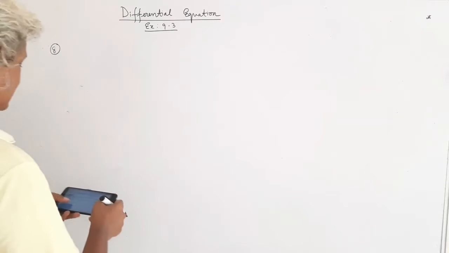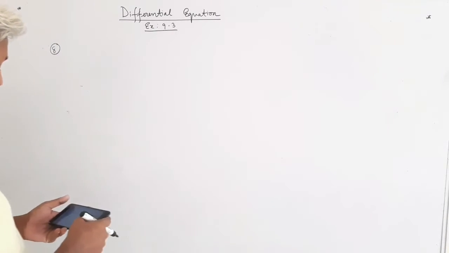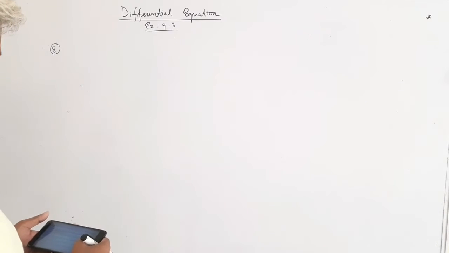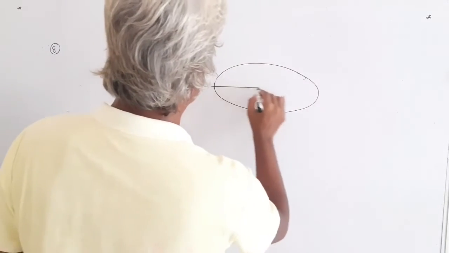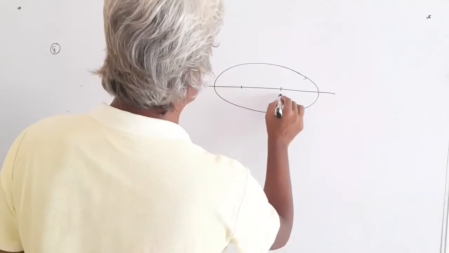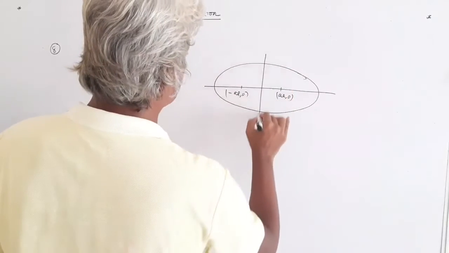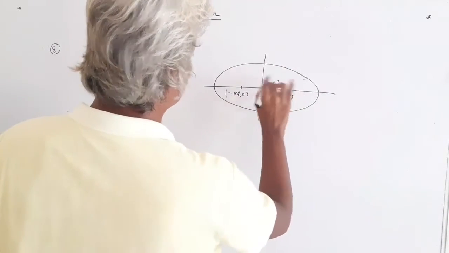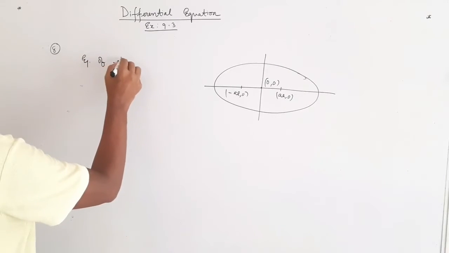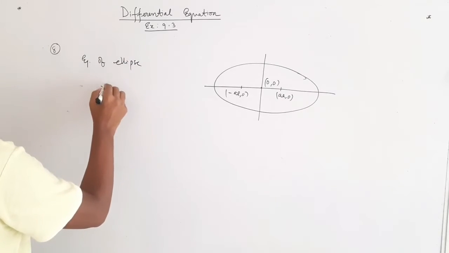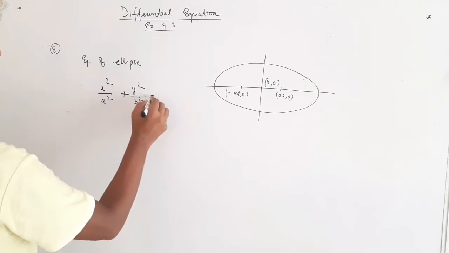So question number 8 says: form the differential equation for the family of ellipses having the foci on the x-axis and center at origin. It means we have the ellipse like this, where the foci are at (ae, 0) and (−ae, 0), and the origin is here at (0, 0). Now the standard form of this ellipse is x²/a² + y²/b² = 1.